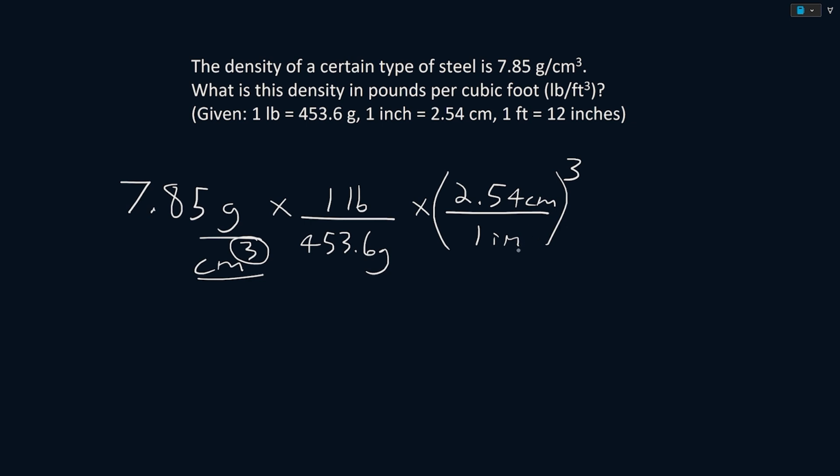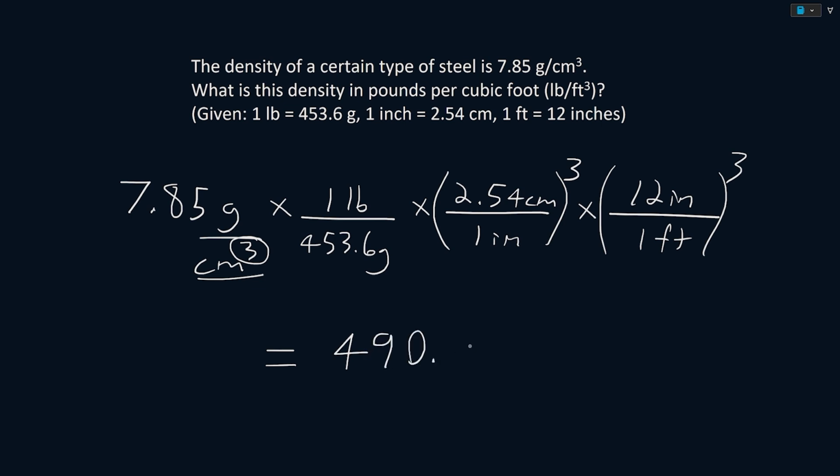Then we have to convert from inches to feet, and to do this, we'll multiply by our conversion factor of 12 inches per foot. And this also has to be cubed. Plugging into the calculator, we get that 7.85 grams per centimeter cubed is equal to 490.1 pounds per foot cubed.